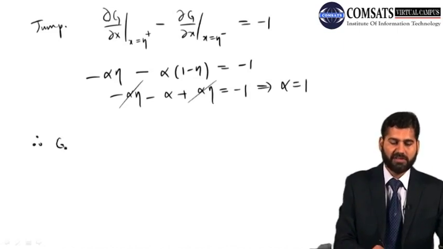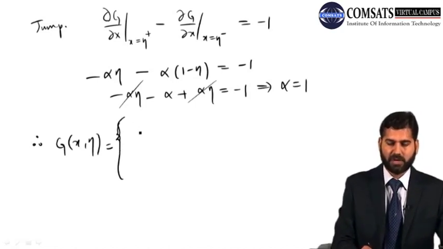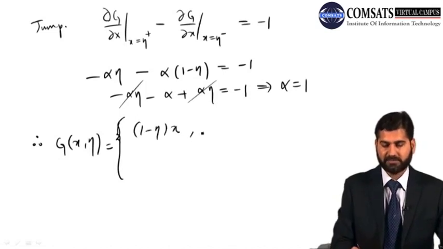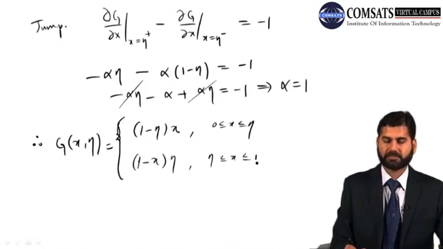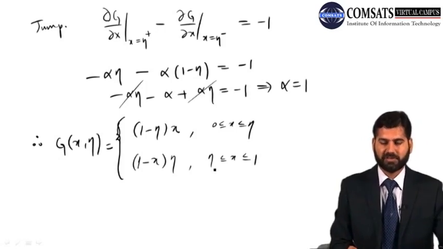So therefore the final Green's function takes this form. Alpha is 1, so you get 1 minus eta times x, and 1 minus x times eta. All right, so this is what you got as the final form of the Green's function.